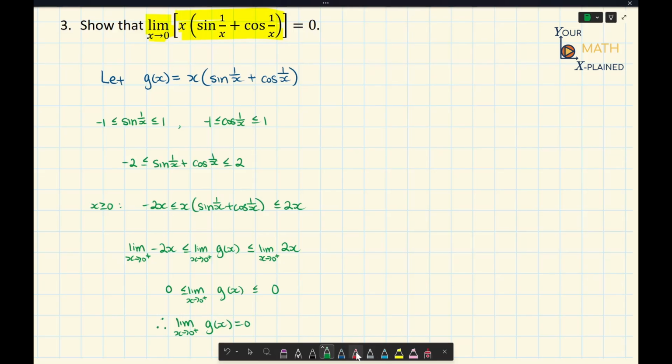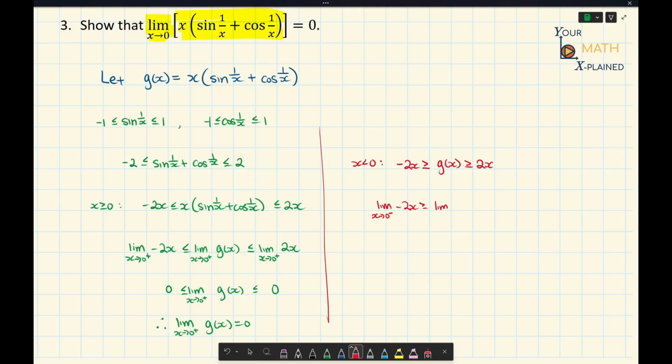And now we're just going to do the same thing, but we're going to approach from the left-hand side. So that's for when x is less than 0. And when x is less than 0, our inequality is going to flip because we're multiplying everything through by a negative number. So we end up with -2x is greater than or equal to our function g of x, which is greater than or equal to 2x. And we do the same thing. We apply our limit, but this time we are approaching from the left-hand side.